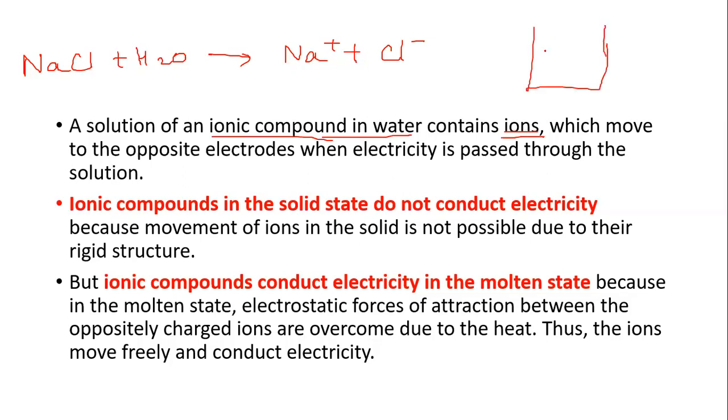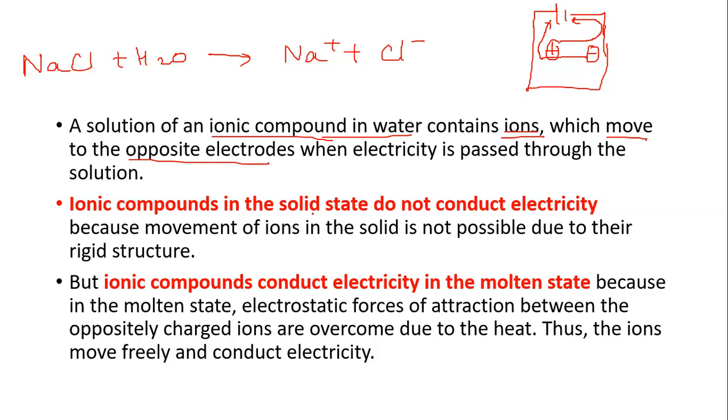The ions are oppositely charged here, and when you connect them to the battery, you know that there are two terminals, a positive terminal and a negative terminal. The positively charged ion will start moving towards the negative terminal, and the negatively charged ion will start moving towards the positive terminal. That means these ions move to the opposite electrodes when electricity is passed through the solution. So by this movement of charged particles, electric current is generated.